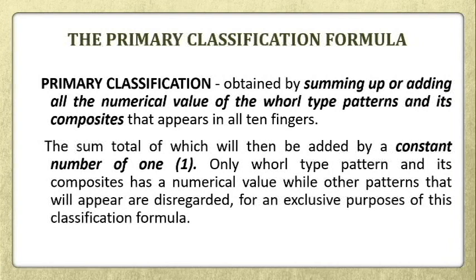After blocking out, we will proceed to the primary classification formula. The primary classification formula is obtained by adding all the numerical values of the whorl pattern and its composites that appear in all 10 fingers, meaning all whorl type patterns, including the plain whorl, the central pocket loop whorl, the accidental whorl, and the double loop whorl, will be given a numerical value. The sum total will then be added to a constant number of 1.